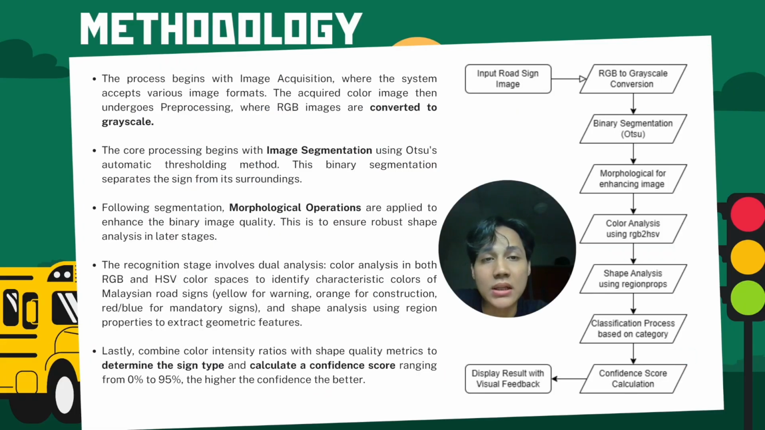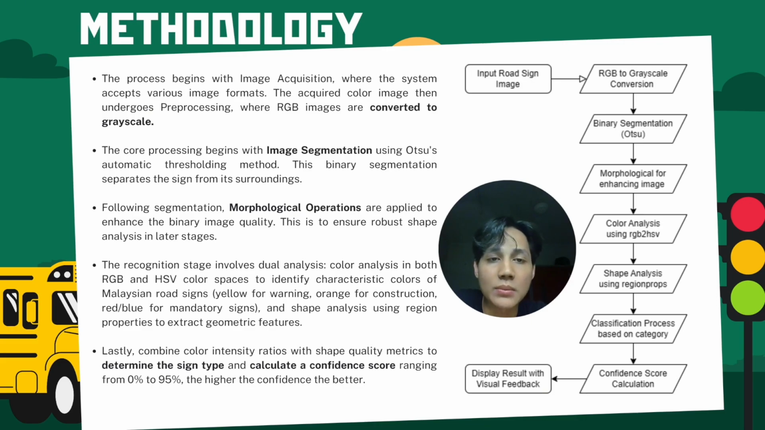Our system starts with image acquisition. This is where we take in a road sign image, which can be in different formats like JPEG or PNG. Next is the pre-processing step. Here we change the image from color RGB to black and white, or what we call grayscale. This helps make the next steps easier and faster to process.